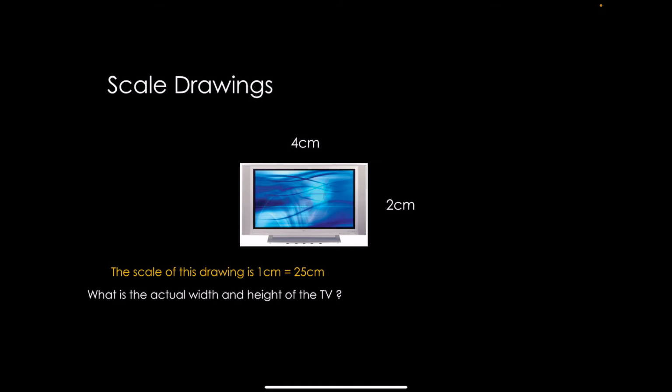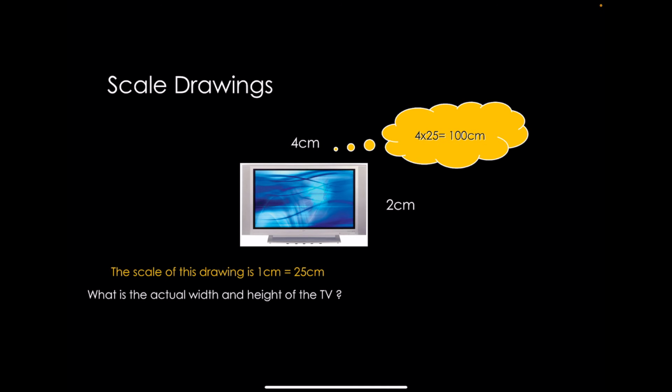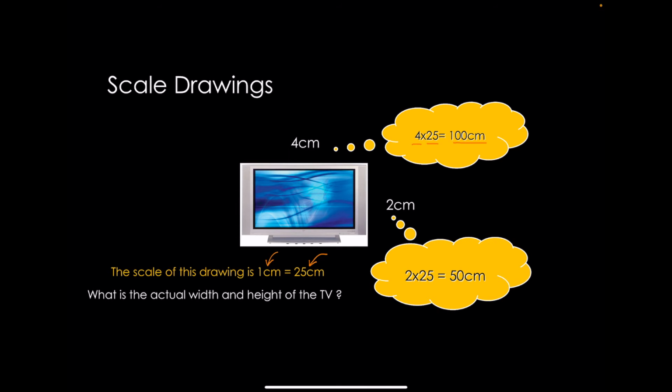Okay, if you've had a go at that then. First of all, this one's 4 centimetres long, and for 4 centimetres on the drawing, it represents 25 centimetres in real life. So 4 lots of 25 is 100 centimetres. And then this one is 2 lots of 25, which is 50 centimetres. Okay? Not too shabby.